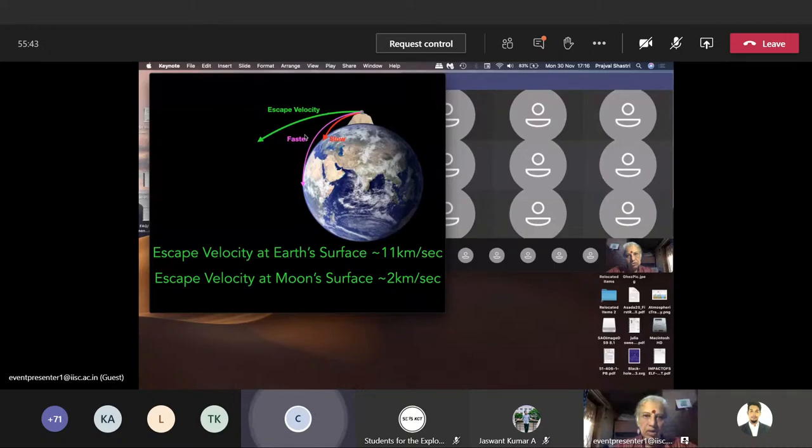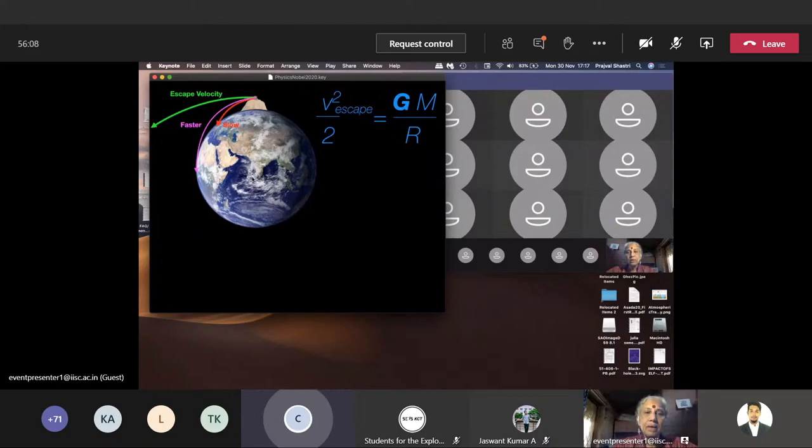Now, if you chuck something very slow, it will follow this arrow and plop right to the ground. A bit faster will make it move further, but it'll still plop back to the ground. But if you exceed the speed of 11 kilometers a second, then you can launch yourself off into space. We may all remember this equation or formula for the escape velocity from our high school physics, and it relates the square of the escape velocity to the mass of the object from which we are trying to escape and the distance. It is the distance between the center of that mass and the point from which we are trying to escape.